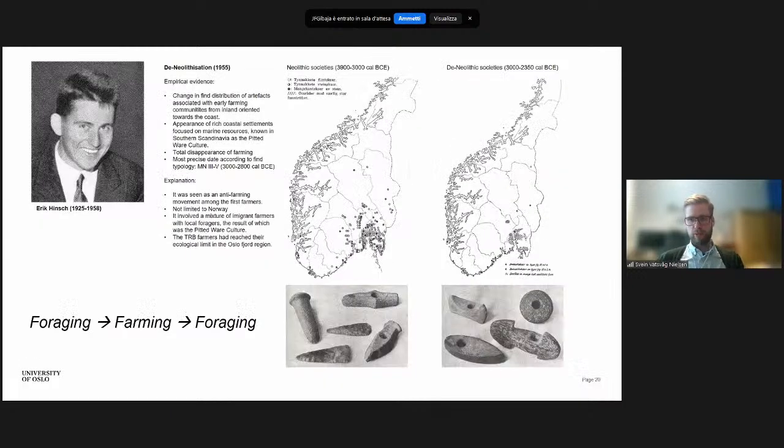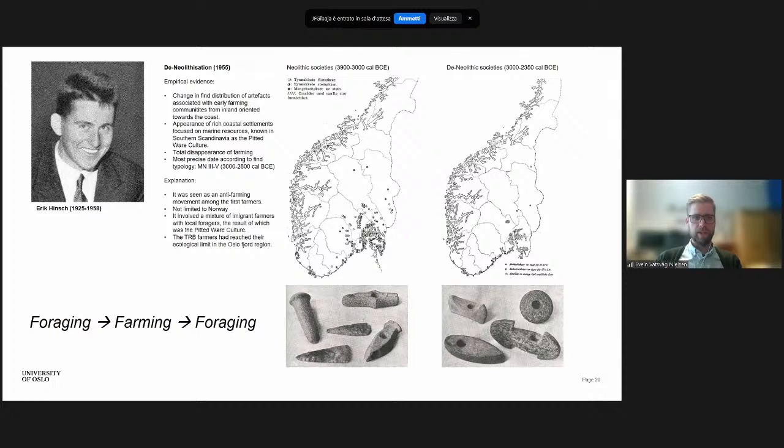But the Denalization was first introduced properly by Erik Hinch in his dissertation from 1955, and in short, it points to development from foraging to farming and back to foraging again. And what Hinch observed was that there was something strange going on in Eastern Norway in the Neolithic. There was a change in the distribution of artifacts associated with early farming from inland oriented in the early Neolithic, more or less, to only coastally oriented in the middle Neolithic.